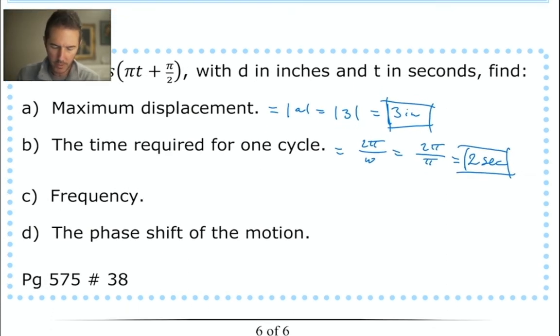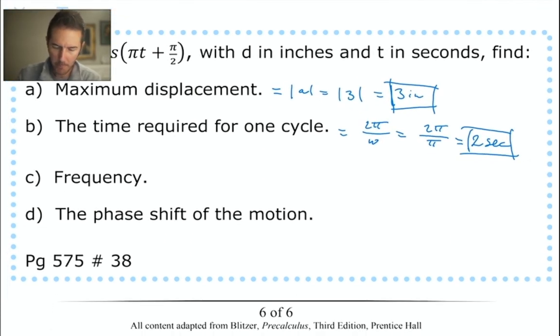And then the frequency is the reciprocal of that. So that's actually 2 seconds per cycle. And the frequency is the reciprocal of all of that, which would be the reciprocal of 2 is 1/2, and then seconds per cycle becomes cycles, or 1/2 cycle, I suppose, per second.